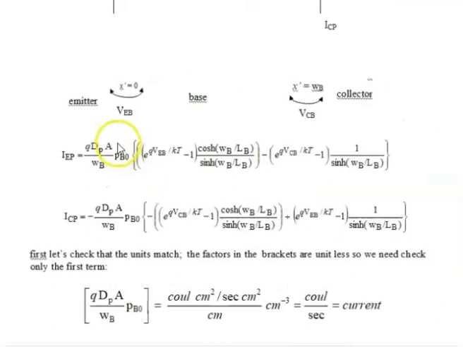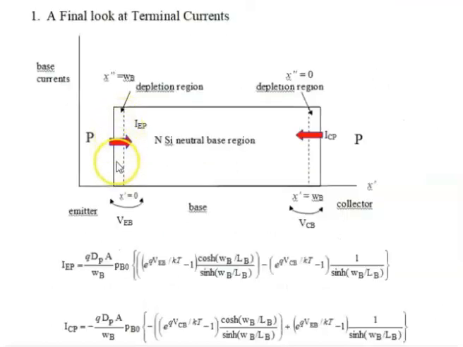So the first case that we consider is the forward active mode, where we have forward bias here and reverse bias at the base collector.